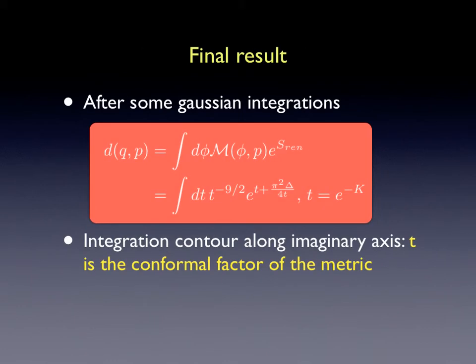After a couple of Gaussian integrals, we arrive at the final answer, which is the expected Bessel function of weight 7/2. The integration variable t is identified with the exponential of the Kähler potential, which is also the conformal factor of the physical metric. It is known that the conformal factor has a wrong sign kinetic term, and therefore it has to be analytically continued to the imaginary axis. This explains the imaginary contour of the Bessel function.